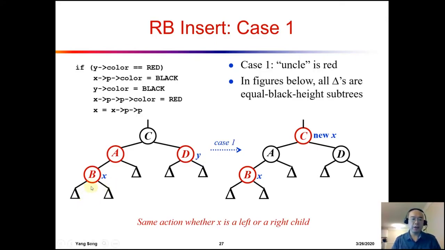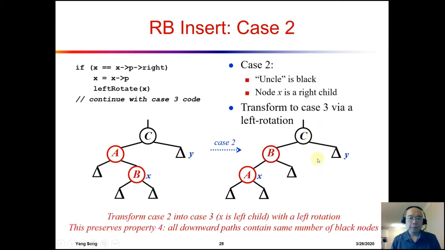We are still going to color X and the grandparent red. So B, which is X, and the grandparent are red, and the parent and the uncle are both black. So in case 1, it doesn't really matter whether the new node X is a left child or a right child. For the new node X and the grandparent, we color both of them red, and for the parent and uncle, we color them black. Then we assign X to the grandparent, and we fix the tree all the way up.